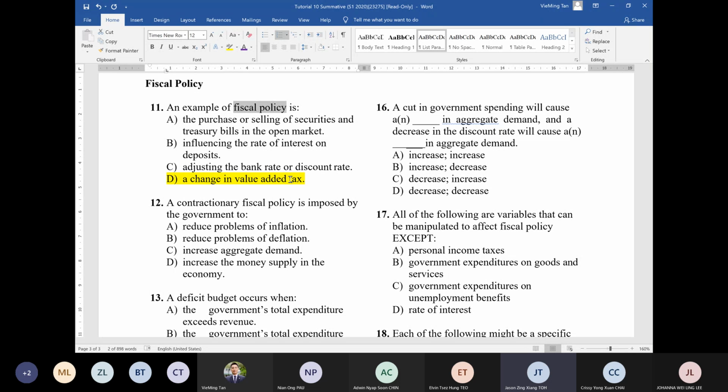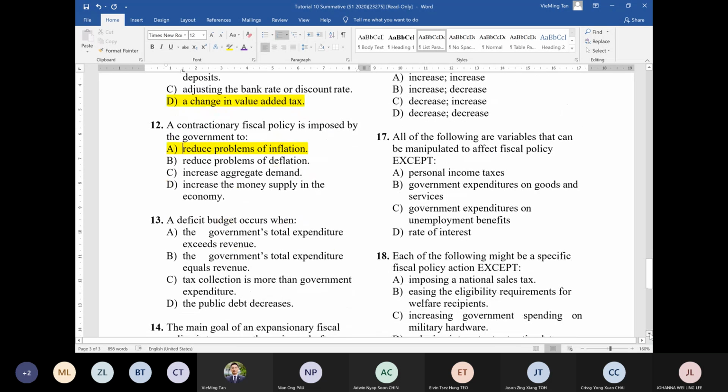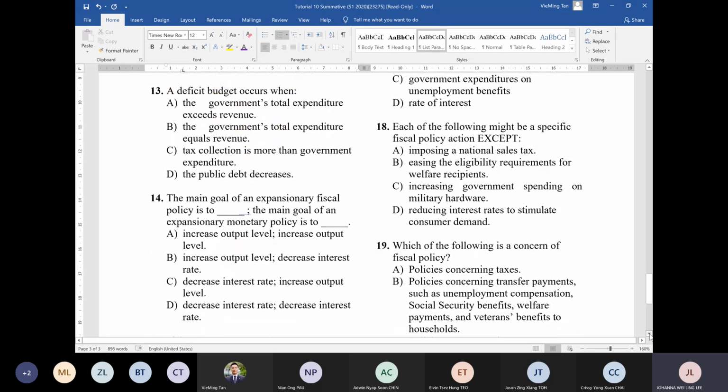Contractionary fiscal policy is imposed by the government to reduce the problem of inflation. Yes, reduce the problem of inflation. Contractionary means it's something like reducing something already. So it is to reduce the problem of inflation. Okay, number 13, we go back to Johanna again. A deficit budget occurs when A, the government's total expenditure exceeds revenue. Yes, correct. Answer is A. Okay. Number 14.